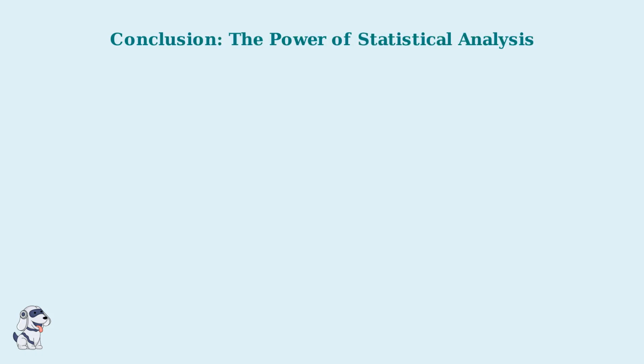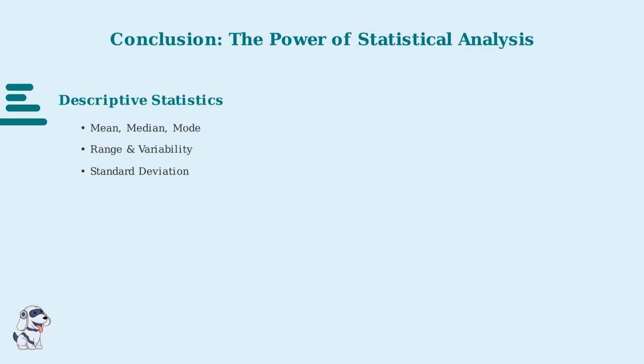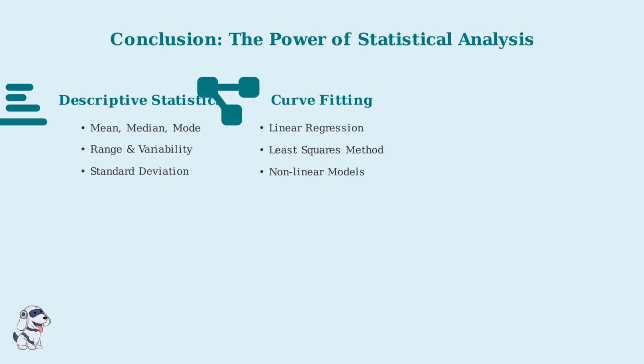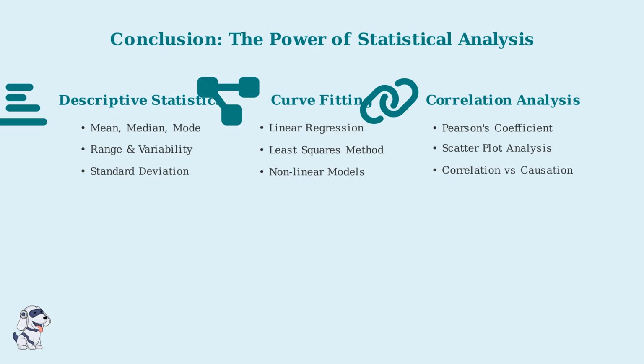Congratulations on completing Chapter 9. You have now built a comprehensive toolkit of statistical analysis methods that will serve you throughout your academic and professional journey. First, you mastered descriptive statistics, the foundation tools that help us understand and summarize data. You learned to calculate measures of central tendency and variability. Next, you explored curve-fitting techniques that allow you to model relationships in data and make predictions. These powerful methods help you find patterns and trends. Finally, you learned correlation analysis to measure and interpret relationships between variables, understanding both the strength and direction of these connections.